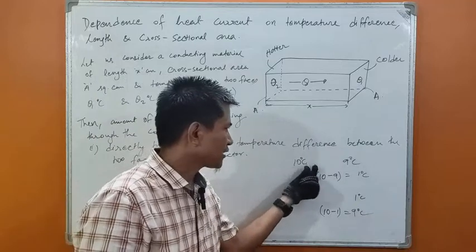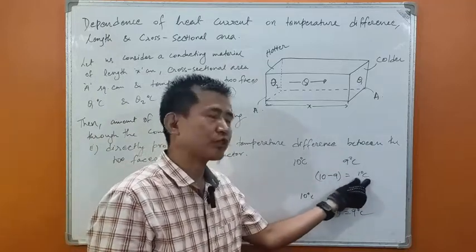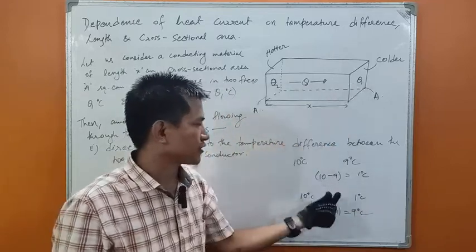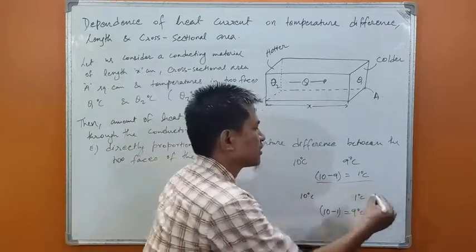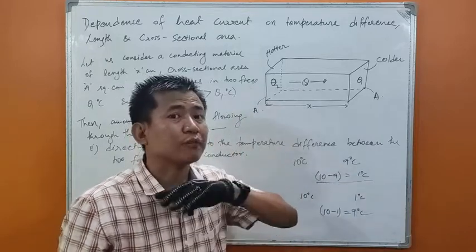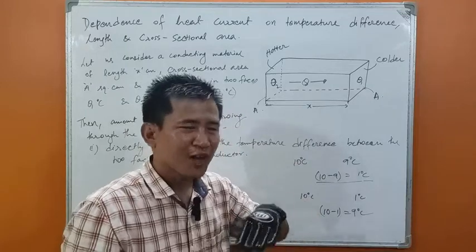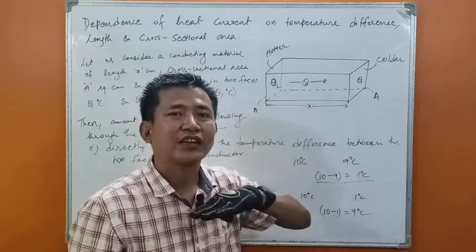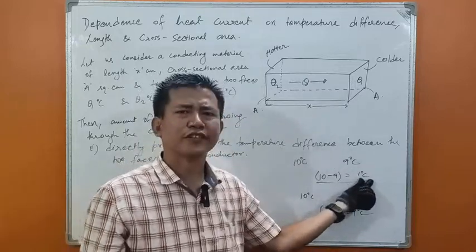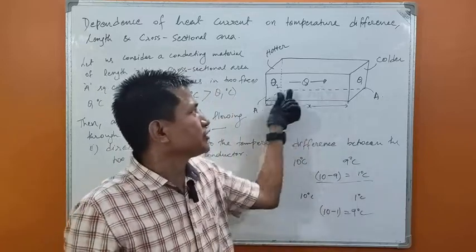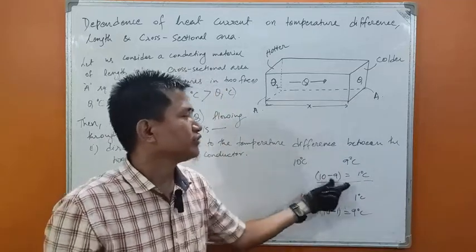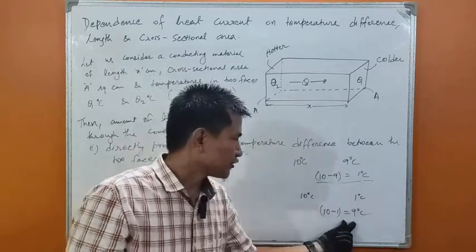So in this case also the heat will flow because there is a difference of temperature of 1 degree Celsius. But the amount of heat flowing from the hotter surface to the colder surface is lesser in the first case because the temperature difference is only 1 degree Celsius. The heat will cease to flow when both the surfaces attain equal temperature, when the difference of temperature is made 0, isn't it? But in the other case, the temperature difference is 9 degrees Celsius.